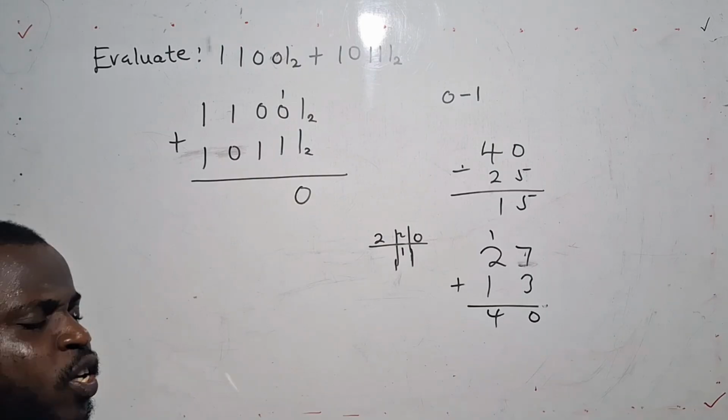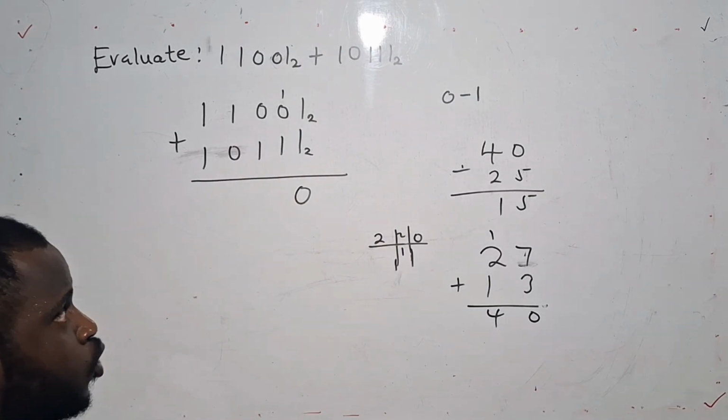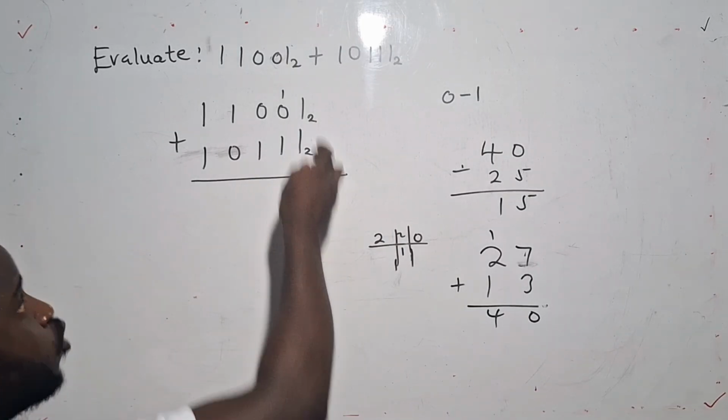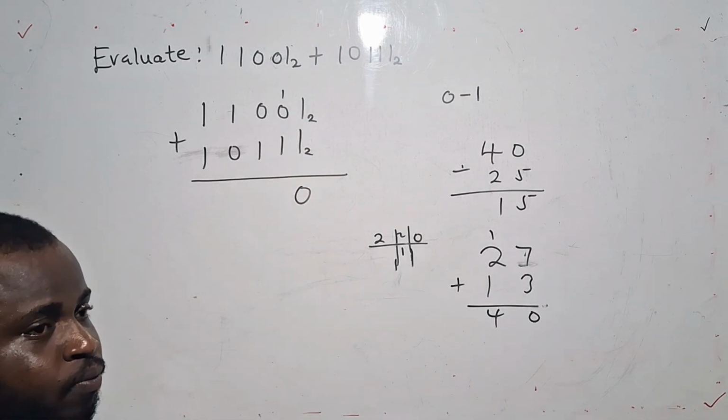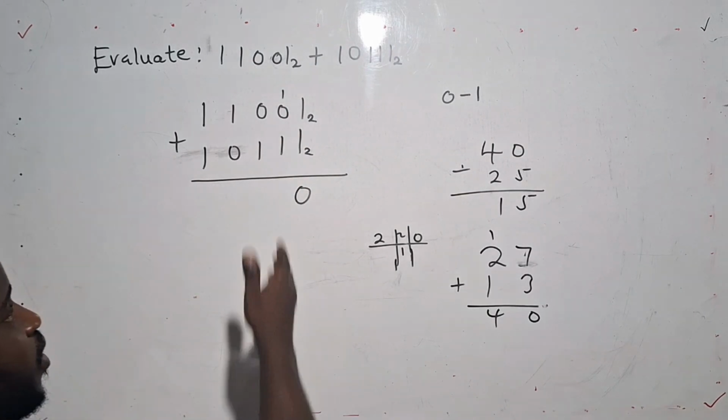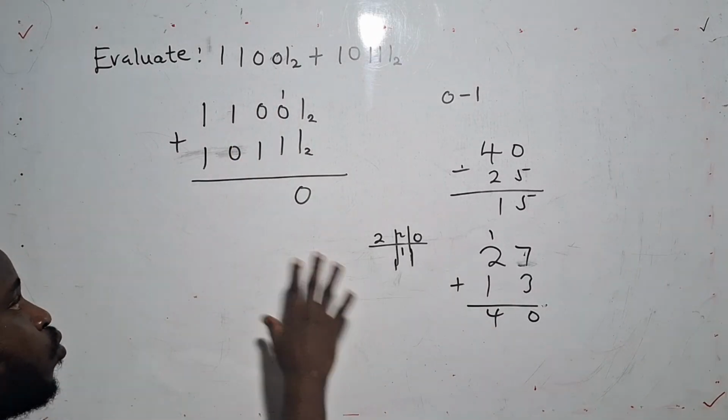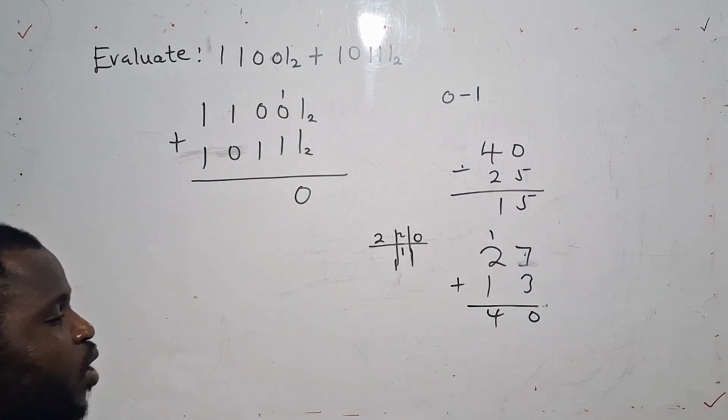1 plus 1 is 2. We don't need 2 in base 2. So 2 divided by 2 is 1. Send it forward, then remainder 0. That is what we keep as the answer. Yes, now let's come here. 1 plus 0 plus that one 2 will give us 2. 2 is not accepted when we are working with base 2.